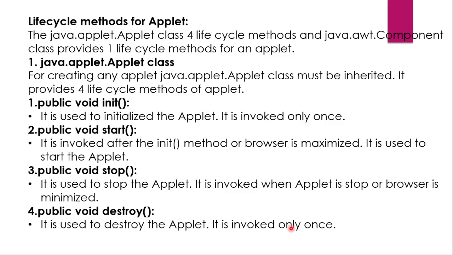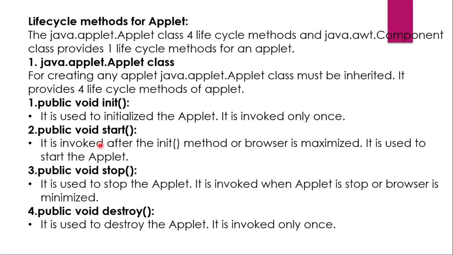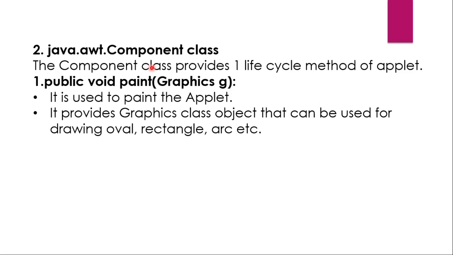Then we have one more thing, that is the paint method. We need to check that one. That comes under the java.awt.Component class. So this should be clear: init, start, stop and destroy come from the java.applet class, and the paint method comes from the java.awt.Component class. So what is the use of the paint method? It is used to paint the applet.